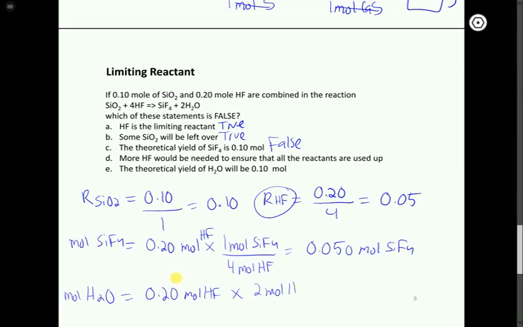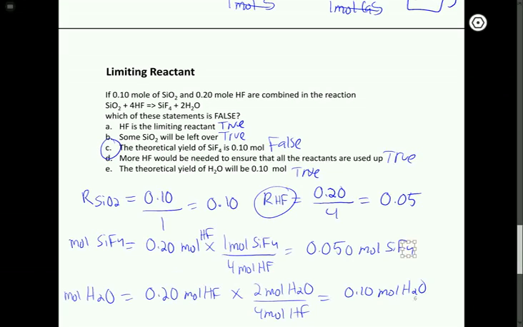So 2 moles of H2O forms for every 4 moles of HF that reacts. And so 0.2 times 2 over 4 is going to give us 0.10 moles of H2O. So choice D and E are true as well. So the only false statement in this bunch is choice C, which is the answer we should have picked.